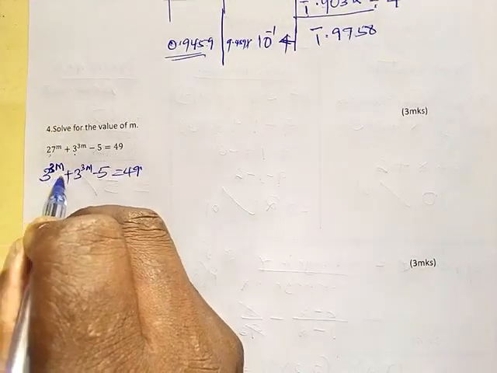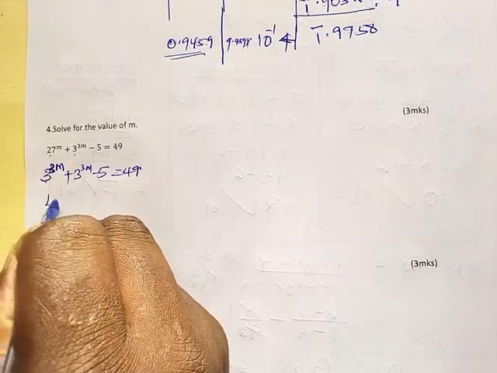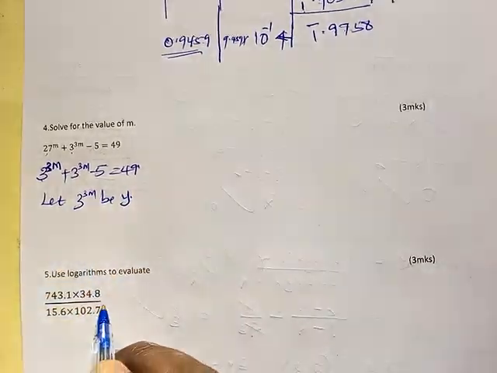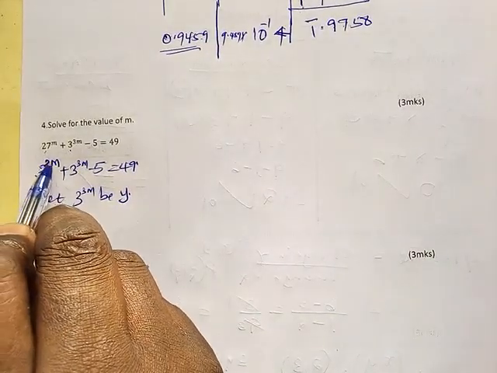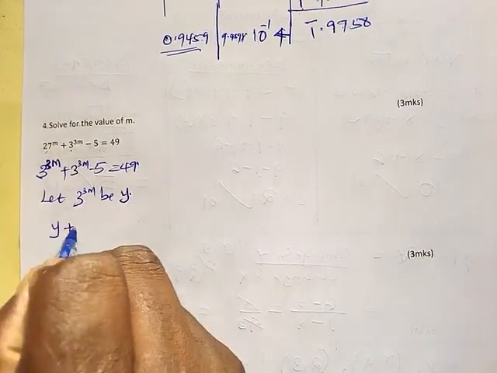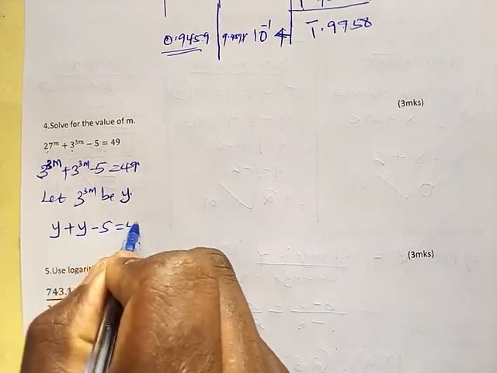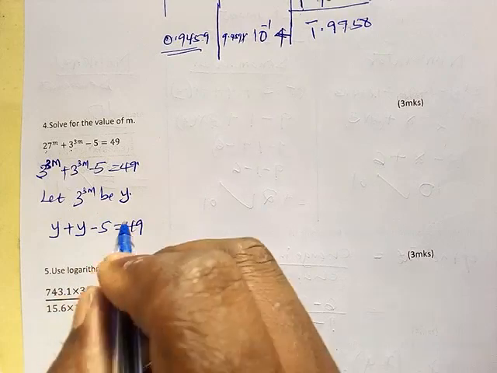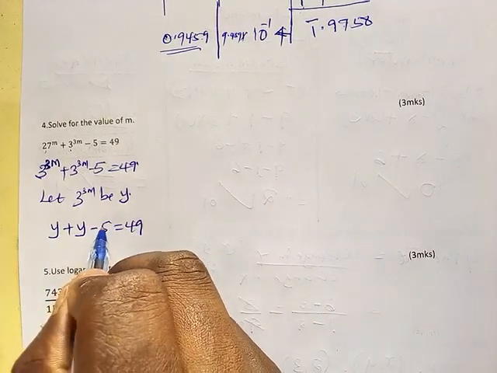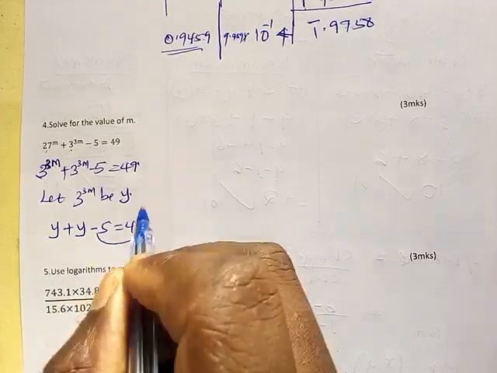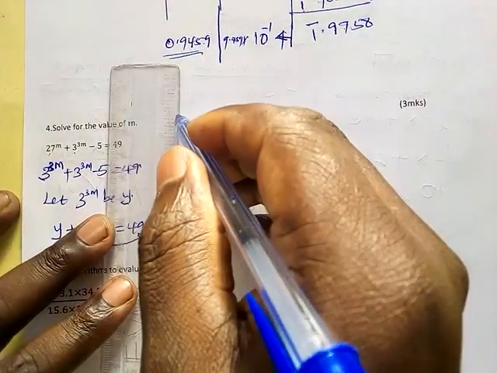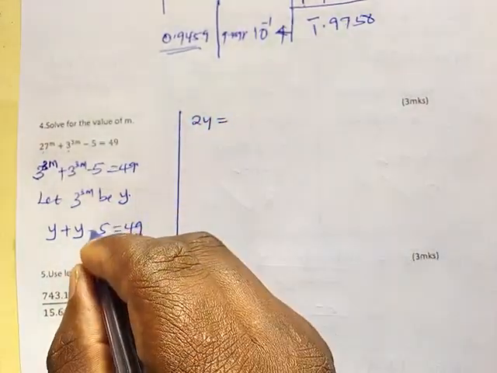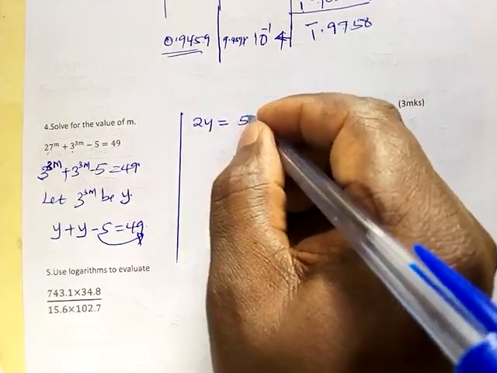Now we let 3m, so let 3m be y. So instead of 3 raised to power 3m, we put y. So we have y plus y minus 5. The answer is 49. It's okay. So this is 5, a whole number. You like terms together. Also draw this one. Make sure your work is neat. So now we are going to have 2y equal to, when this one comes over, we add. So we will have 54.